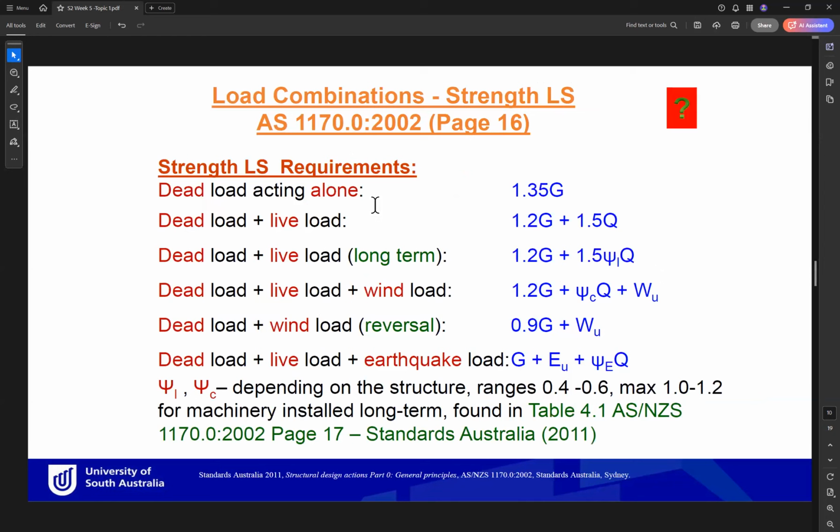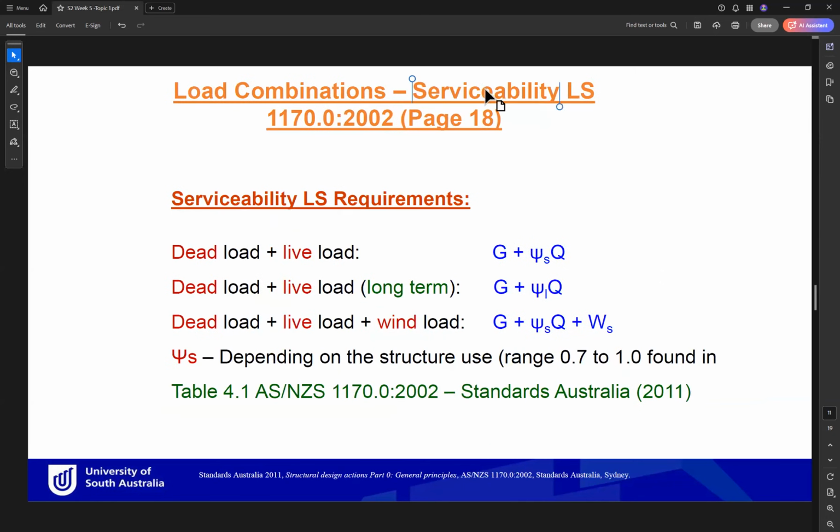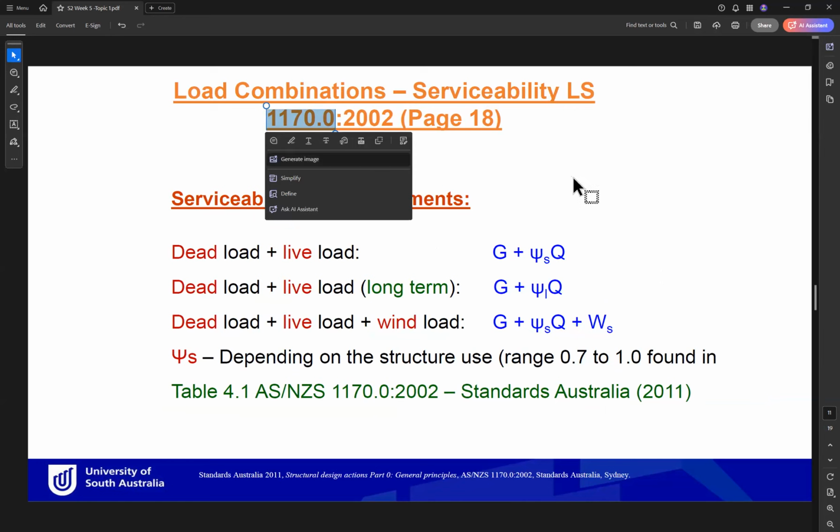So this was the load combination for the strength limit state and for the serviceability limit state, which can be found in the Australian Standard 1170.0.